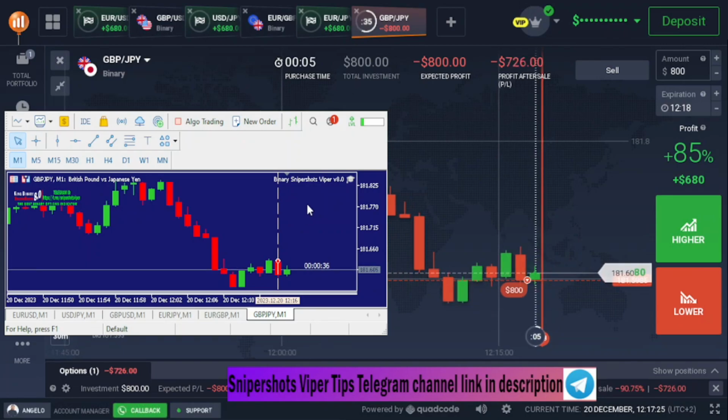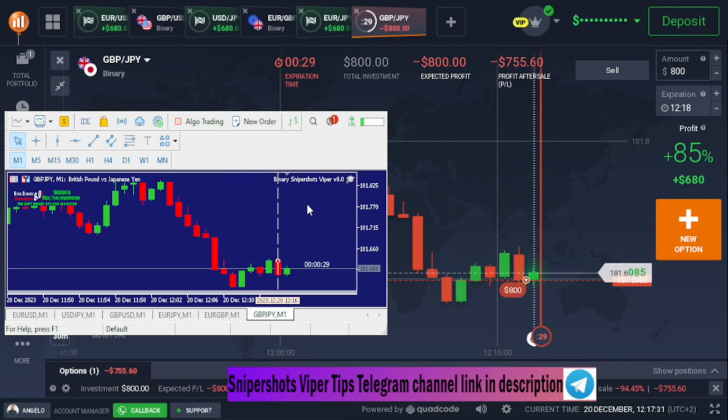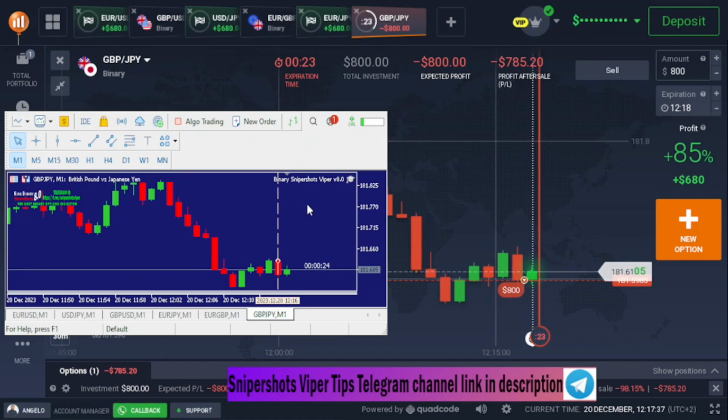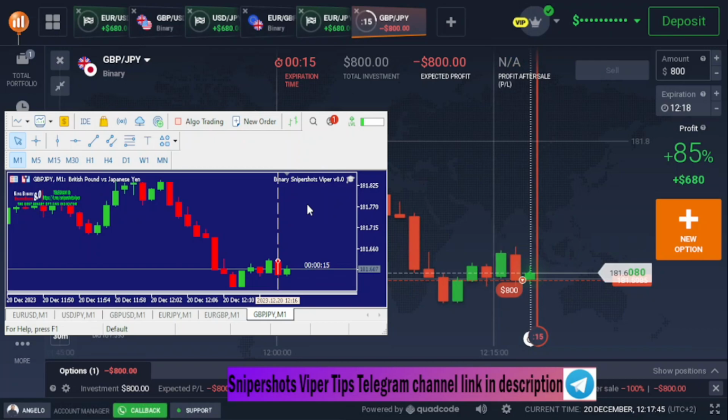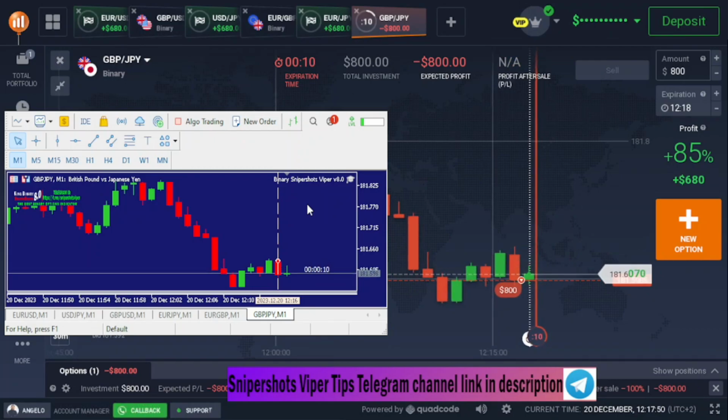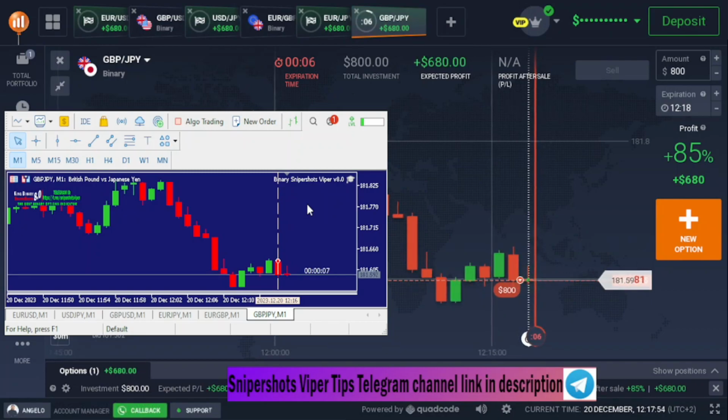I told you guys, this signal looks a bit tricky. It looks like a breakout is about to take place. We have passed half of the candle life, half of the expiry time, and we are still in loss. This one looks very, very tricky. It looks like we are going to lose this one. It's still in loss, guys.